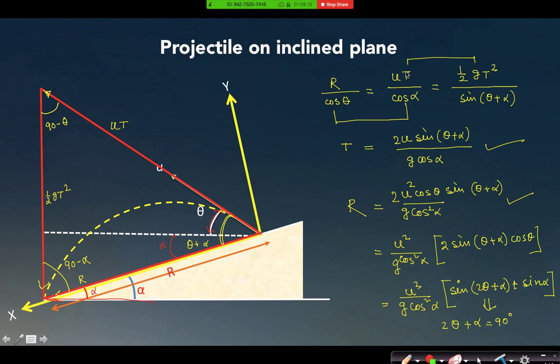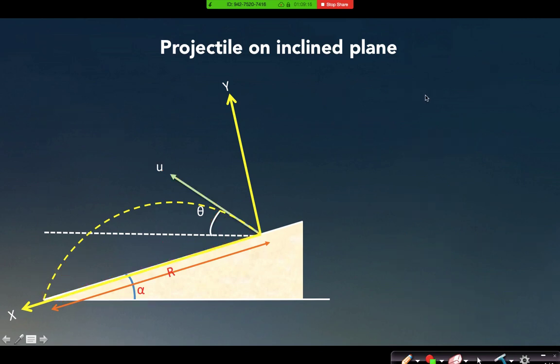And interestingly, you will find the same thing if you just look onto this figure. Let us write down the same expression. 2 theta plus alpha was 90 degree. So can I write theta plus alpha is equal to 90 minus theta?